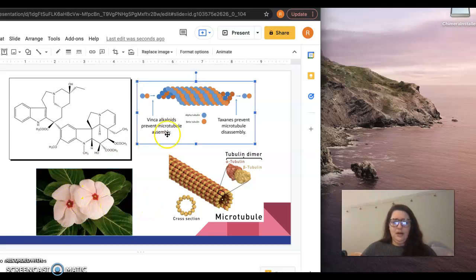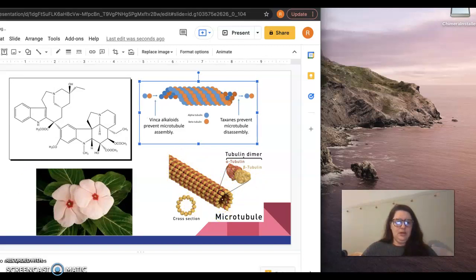And then over here, we have a picture of the tubulin and how the vinca alkaloids prevent the assembly of the microtubules. And then the taxanes prevent microtubule disassembly down at the other end. So then we have the alpha tubulin, which is shown by the blue dot, and then the beta tubulin is shown by the orange dot. So you can just kind of see how the Oncovin prevents the microtubules from assembling. And then this just shows what a microtubule looks like and what it's made of, which is the alpha tubulin here and the beta tubulin. So you can kind of see those are just wrapped together to create a microtubule.